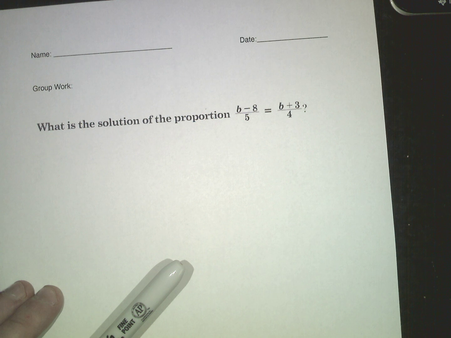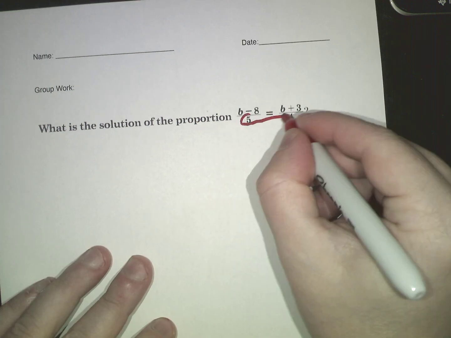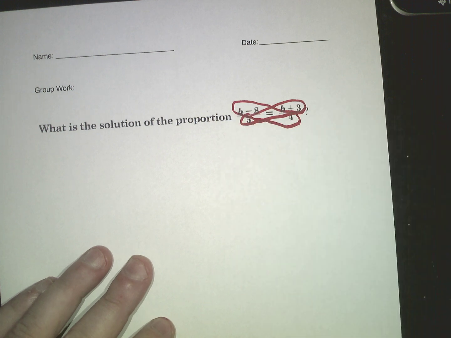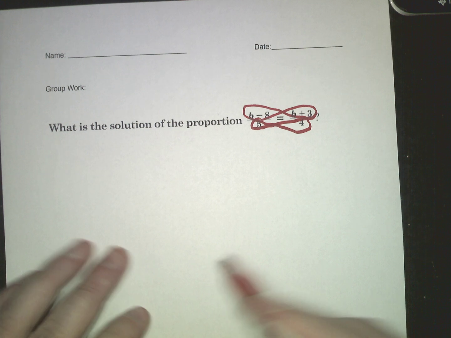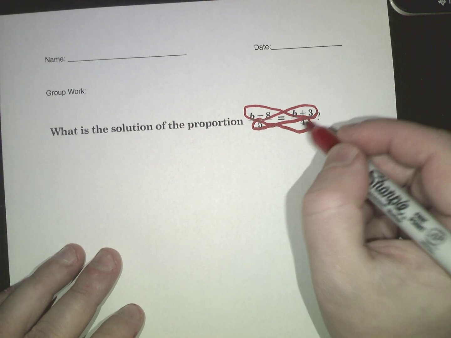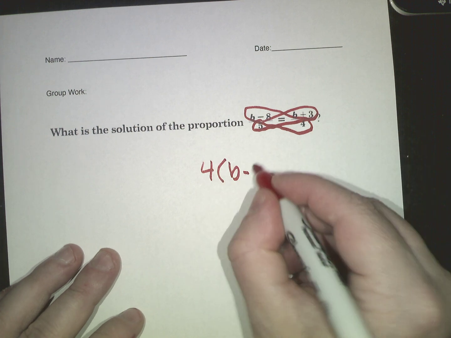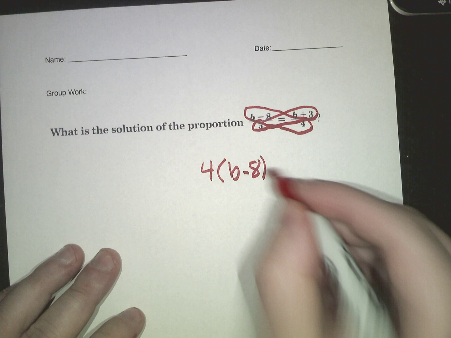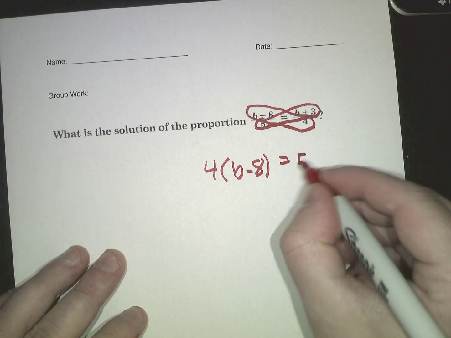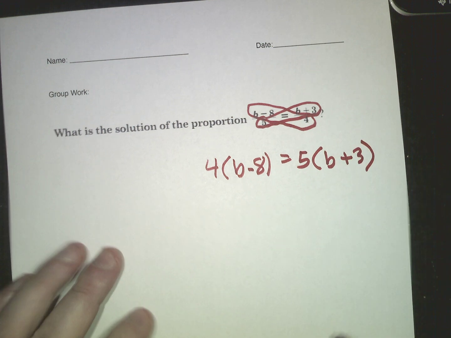Okay, so one of the things is before I do the cross multiplication, I'm going to kind of set it up differently. Because trying to figure this all out is, I think, a little too confusing to do in one step. So what I'm going to say, 4 times b minus 8, write it as a distributive property, equals 5 times b plus 3, write it as a distributive property.